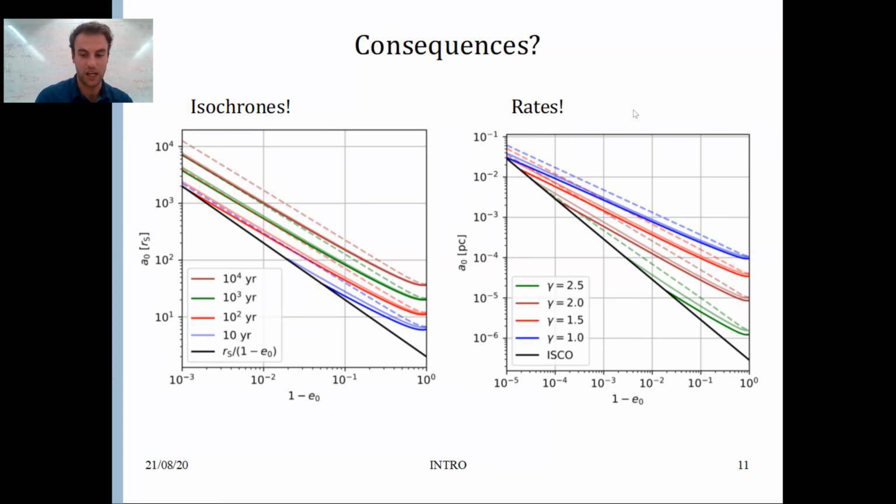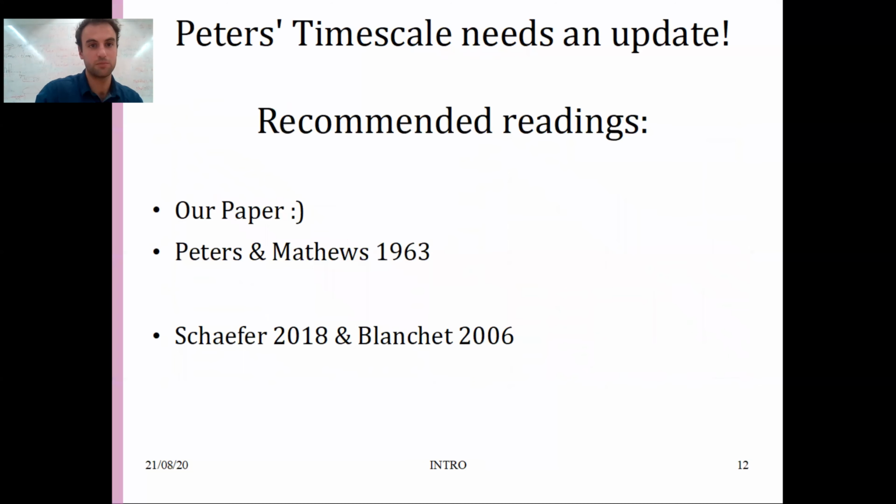And these are just two examples, but the takeaway message of the whole presentation is that it's time that Peters' timescale gets an update. Why? Because LISA sources are very eccentric and highly relativistic. And so I hope that this presentation was interesting, and I hope that you can use it to do some more precise estimates of this timescale.